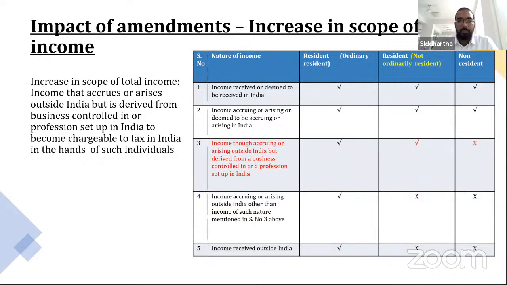Now, does it mean that, Siddharth, I should be only worrying about one head, even if you become a resident but not ordinarily resident because of the new amendment? I should be only thinking about income which accrues or arises to me through a business controlled or a profession set up in India. That is what I need to be careful about. Yes, Sridhar. From the total income point of view, only this is the change factor. So my income will be added to this particular extent of income which I'm receiving through this profession or a business which is set up in India. Right. Thank you. Next slide.